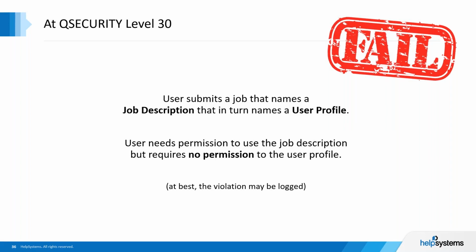However, there is a known loophole here: if a user submits a job that leverages a job description that in turn has a named user profile specified on it, then at level 30, there's an interesting activity that allows the user to run that job. And that's because the user needs permission to the job description, but not to the profile that the job description is naming. Now, this is a violation by any definition. Unfortunately, it is not a restriction that is enforced, although the operating system will potentially log that that violation has occurred.